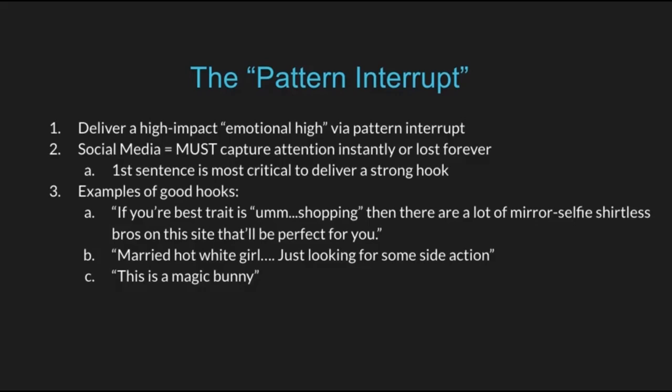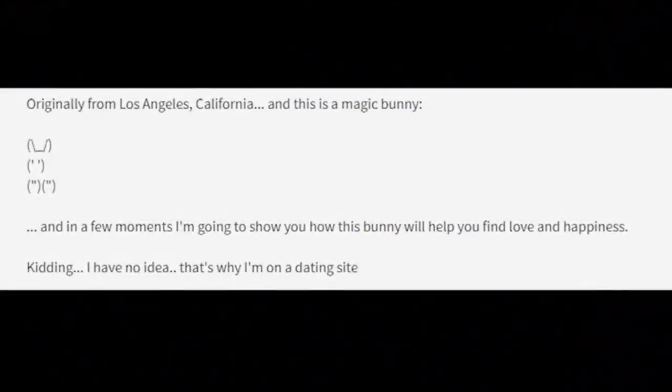Okay, this next one is hilarious. Actually, I'm going to pop up a picture of it right here. This is also one that we've tested a million times and has done very, very well. And it's really funny. The first sentence is, this is a magic bunny, and then you put an emoji of a bunny. In just a moment, this bunny will teach you how to find love and happiness. Next line. Just kidding, I have no idea. That's why I'm on a dating app.